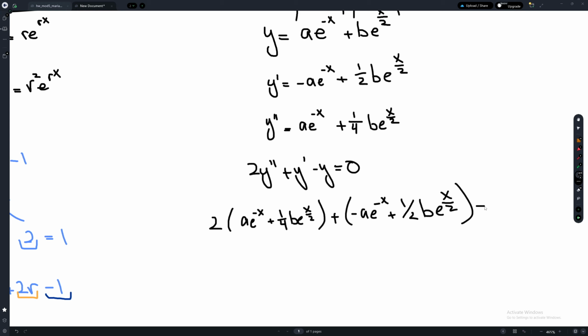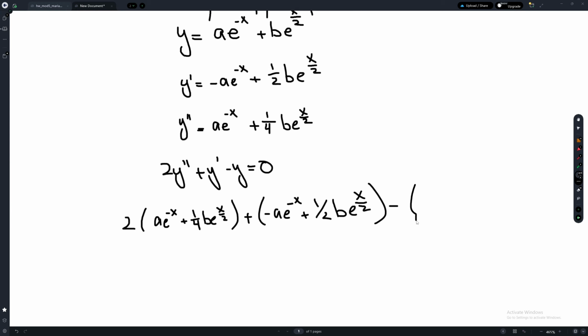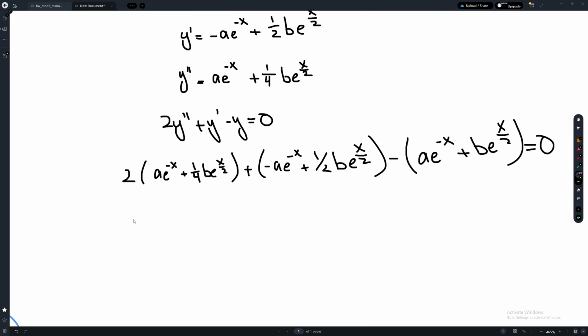And then we have a minus our second term, in brackets, which is a e^(-x) plus b e^(x/2). Well, this equals 0. Now let's just distribute stuff in. So this gets distributed in here. This negative gets distributed in here. So let's get that done real quick.